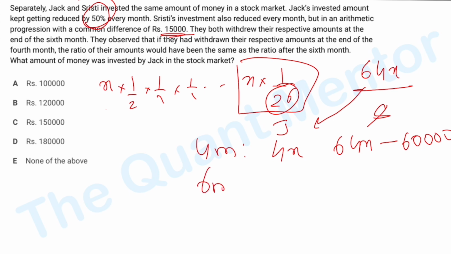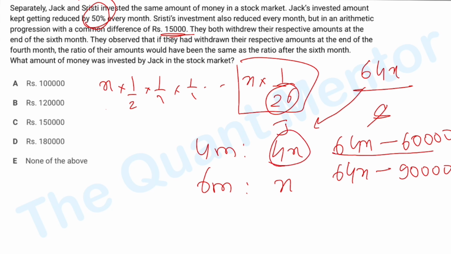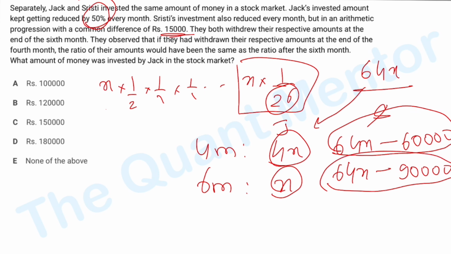Similarly, after 6 months, if you observe, Jack's share would have been 4x into half, that is x. And Srishti's share would further reduce by 15,000 twice, so it is 64x minus 90,000. The question says the ratio of 4x to 64x minus 60,000 is the same as the ratio of x to 64x minus 90,000. Essentially, the ratio of 4x upon x would be the same as the ratio of 64x minus 60,000 upon 64x minus 90,000.